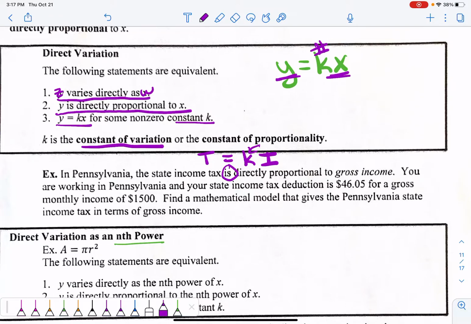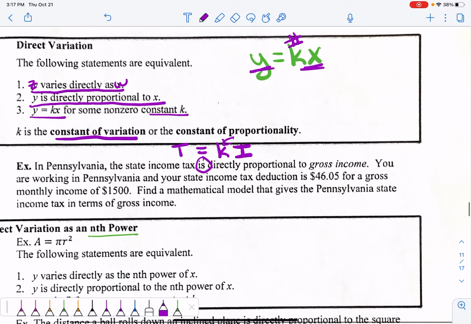You are working in Pennsylvania, and your state income tax deduction is $46.05. And that's your state income tax, okay? For a gross monthly income of $1,500. Find a mathematical model that gives the Pennsylvania state income tax in terms of gross income. Well, we've already kind of found that model. This is the model, except we need to figure out what the tax rate is. We need to figure out what k is. So all we do is we use these numbers to solve for k.